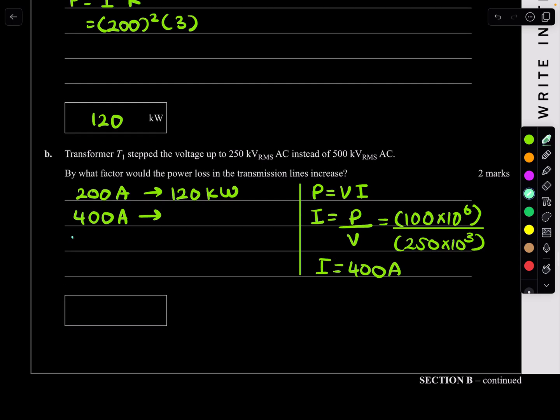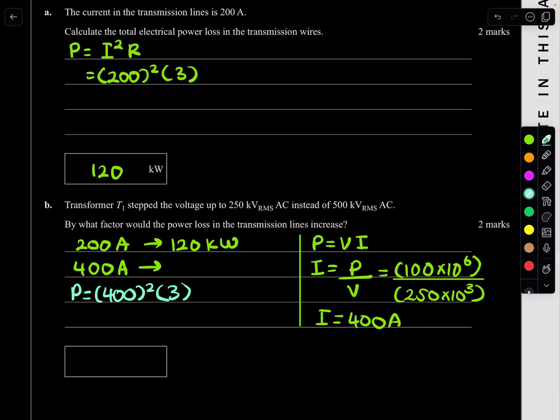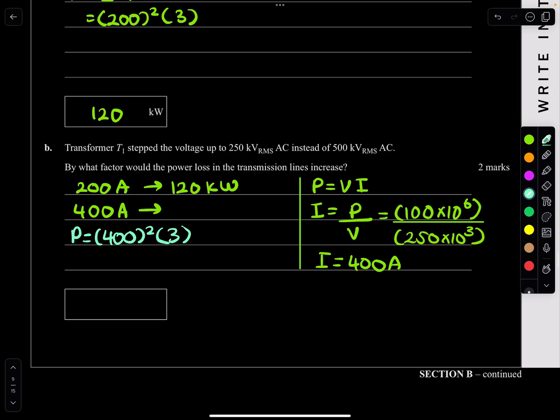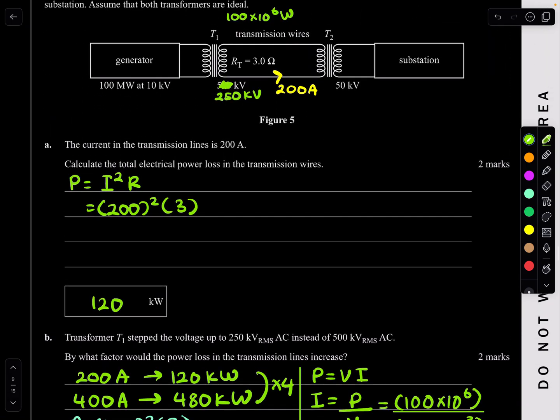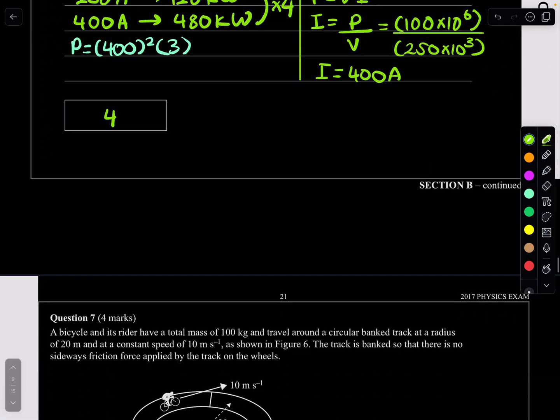So again, using the formula, P is equal to I squared R. So what's our I, which is 400 squared. The resistance is still constant. It's still in the transmission, which is 3 still. Putting that in your formula times 3, we get 480 kilowatts, which is a factor of 4. So by what factor would the power loss in the transmission lines increase? It will increase by a factor of 4. Nice. Wow, for 2 marks, that took time actually. I think I kind of did the slow method, but yeah, that's how I would have done it.